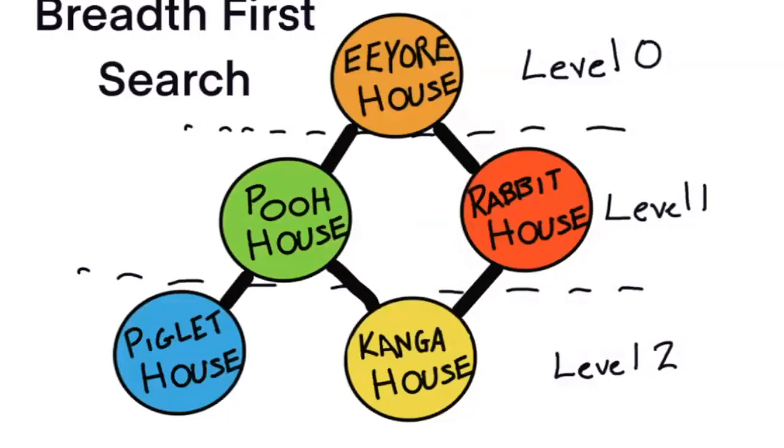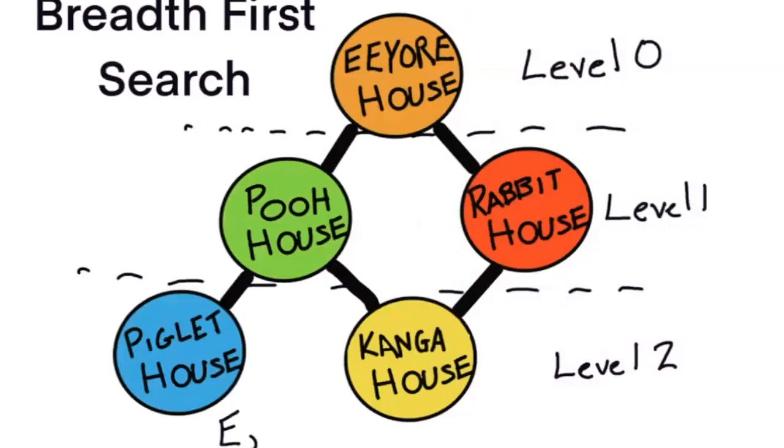With a breadth first search, we are going to start with the root node, and we're going to visit that. Eeyore's house will be the first one we visit. Then we'll look at the children. And you could go to either Rabbit's house or Pooh's house next.